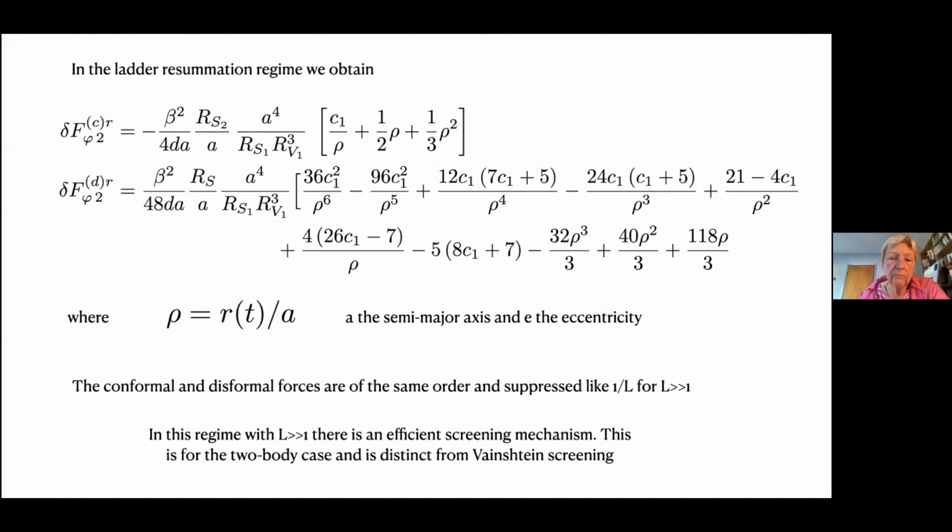And this is the regime where this is actually suppressed by one over L. This is L here. So the correction to the conformal fifth force and the disformal fifth force is going as one over L in the regime where L is very large. So for two bodies, this resummation of the ladder expansion is actually screening the fifth force when we resum. We're only resumming the disformal correction for two bodies. So this is not a screening that's already in the literature, because it's strictly a two-body screening.